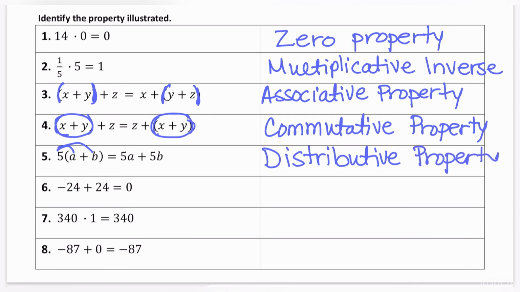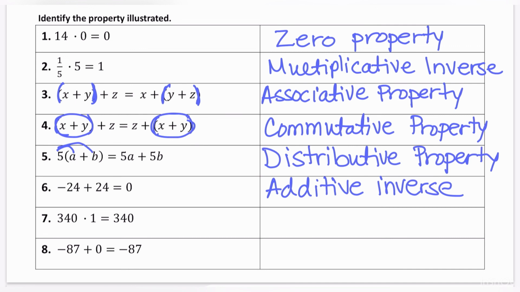Let's take a look at number 6. Negative 24 plus 24 equals 0. So in this case, I have negative 24 plus 24. They're the same number but opposite signs, and they equal 0, which is the identity for addition. So this means that this property being illustrated is going to be the additive inverse.